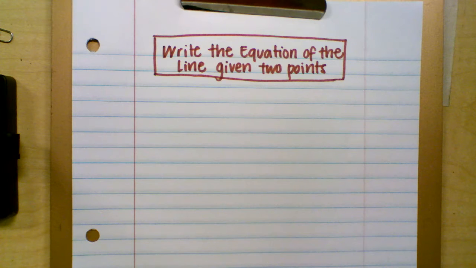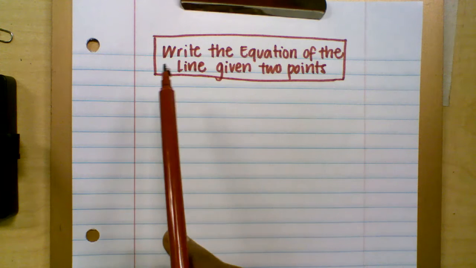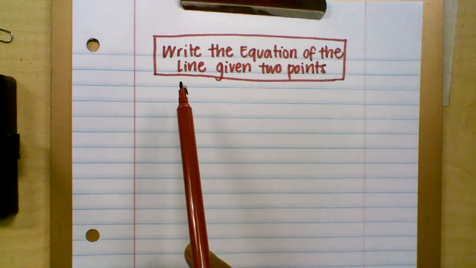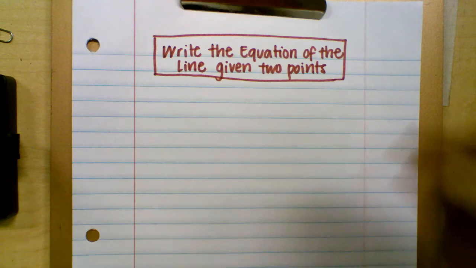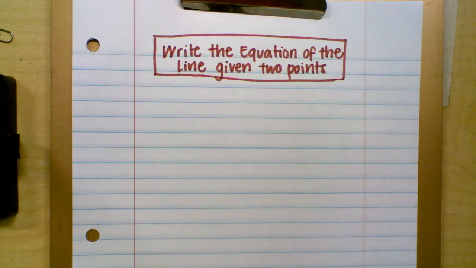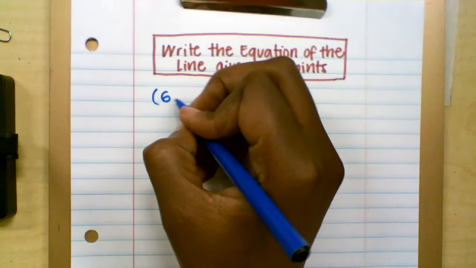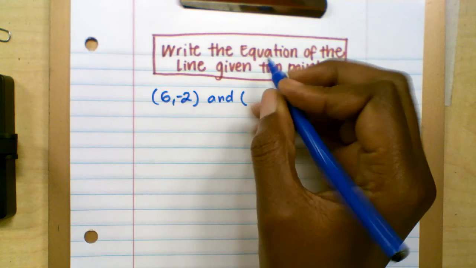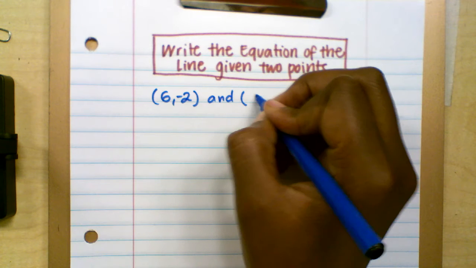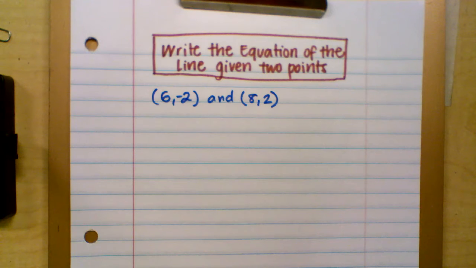Hi everyone. In this video, I'm going to show you how to write the equation of a line in slope-intercept form when given 2 points. The first point is (6, -2) and the second point is (8, 2). So we want to write the equation of this line in slope-intercept form.